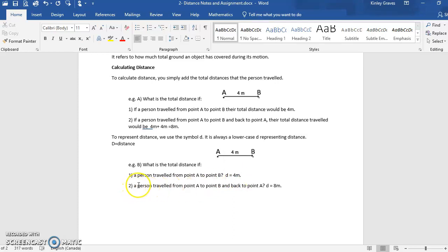Number 2 said if a person traveled from point A to point B and back to point A, then their distance, again lowercase d, would be equal to 8 meters, which is the total of 4 meters on the way there and 4 meters on the way back, equaling 8. Okay, so that sums up our lesson on distance for today.